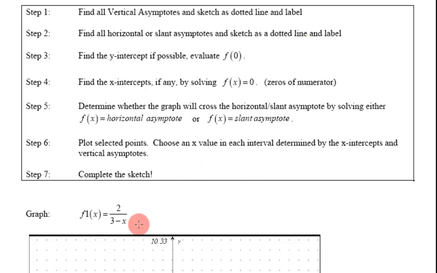Okay, well, let's look here. The vertical asymptotes come from the denominator. It's when the denominator equals 0, so I set it equal to 0, and I solve. Add an x to both sides. So my vertical asymptote is at x equals 3.